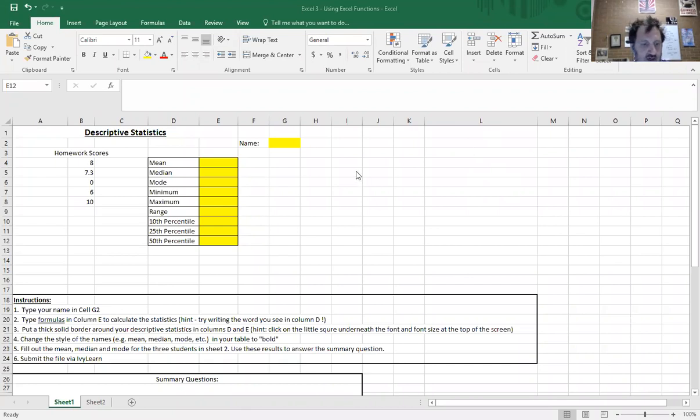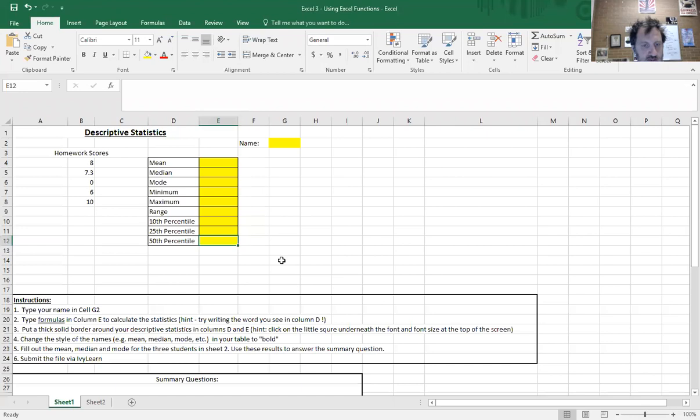This is Excel 3. Let's take it from the top here. The first thing you're going to want to do is figure out the mean, median, mode, minimum, maximum, range, 10th percentile, 25th percentile. Okay, so you've got a lot of statistics to do. Now that might seem like a lot of work, but in reality, it's pretty straightforward with Excel.